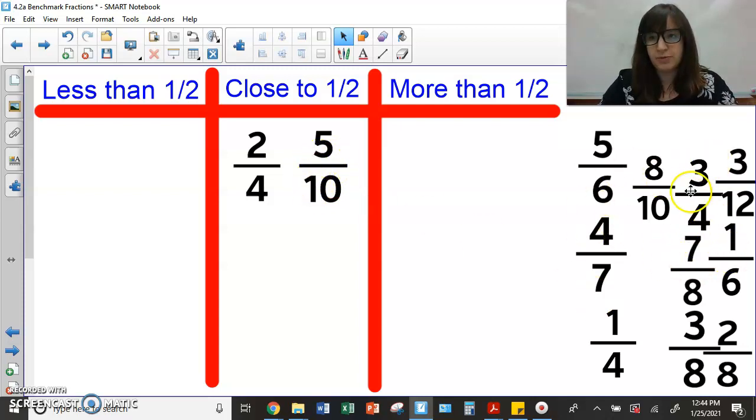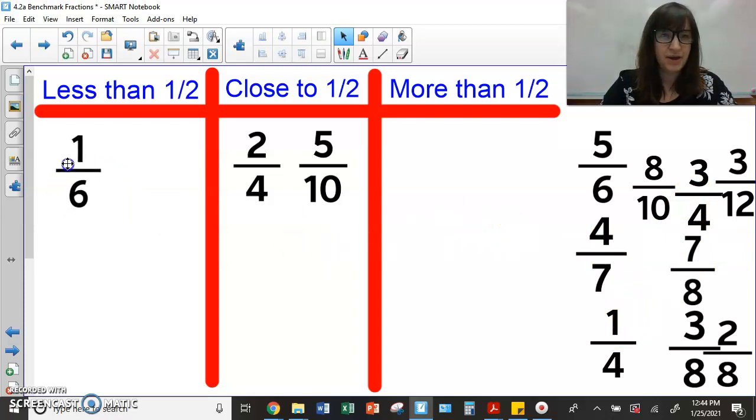Let's look at some of our numerators that are smaller, okay? For example, 1/6, okay? 1/6 is less than half. I know for a fact because half of 6 is 3. 6 is an even number. So half of 6 is 3, so one of those pieces is less than half. It's actually closer to 0 than it is to 1/2. So I'm going to put this one in this category over here.